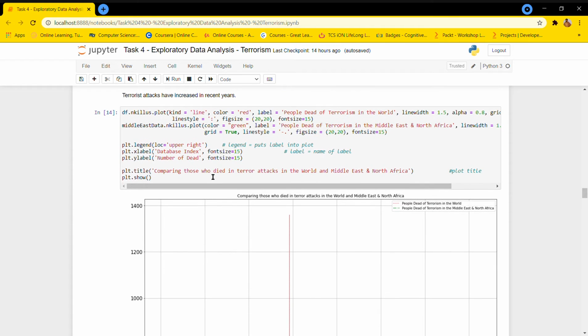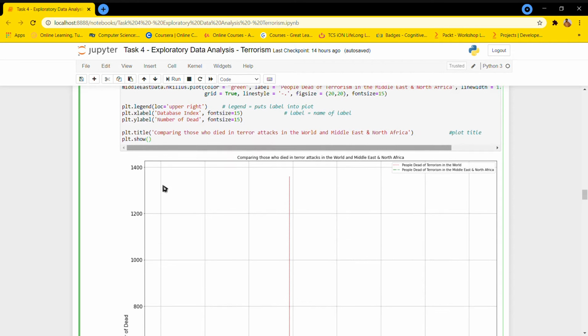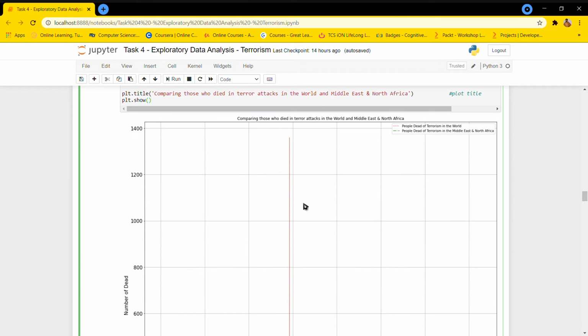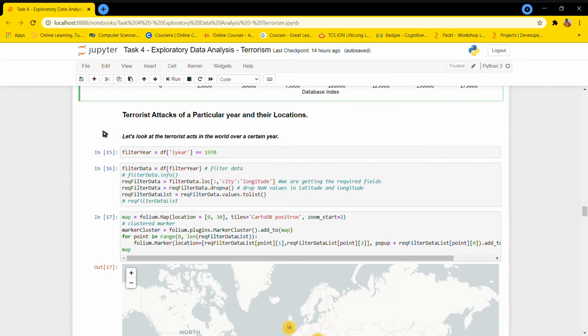Then I started plotting another graph, comparing those who died in terror attacks in the world and in the Middle East and North Africa. Firstly, I got the data with the help of pandas for both, and then I started plotting with the help of matplotlib. And here's the other graph, number of dead against date index. This graph is for comparing those who died in terror attacks in the world and in the Middle East and North Africa.